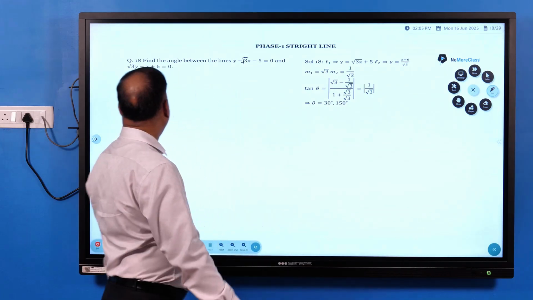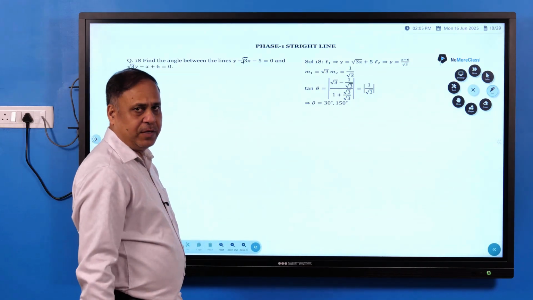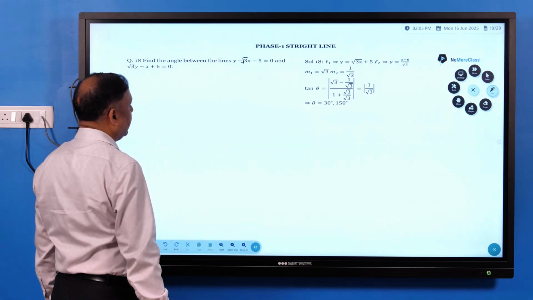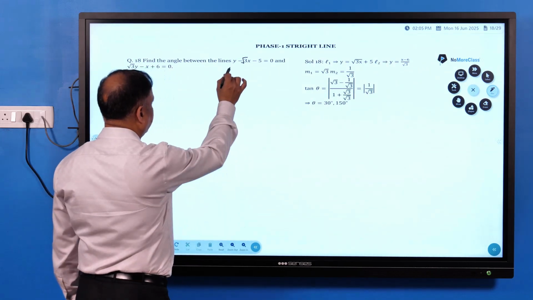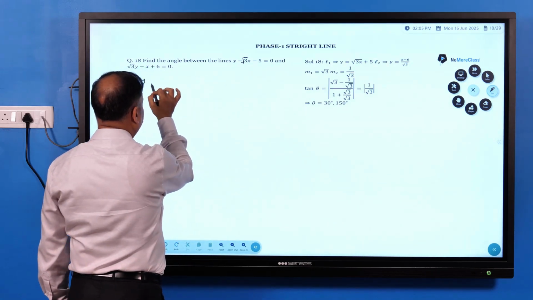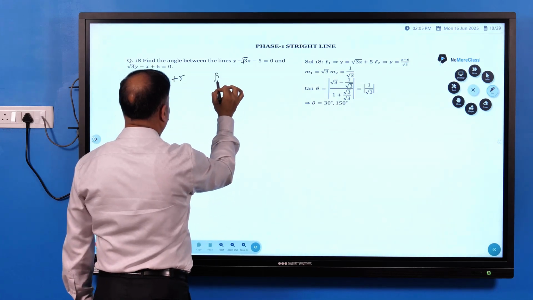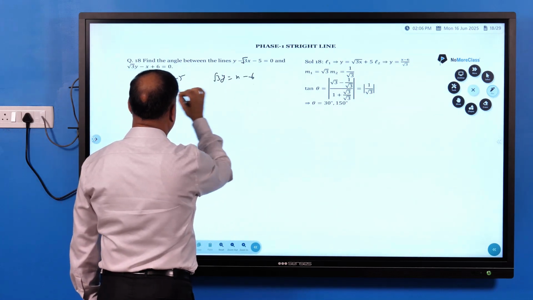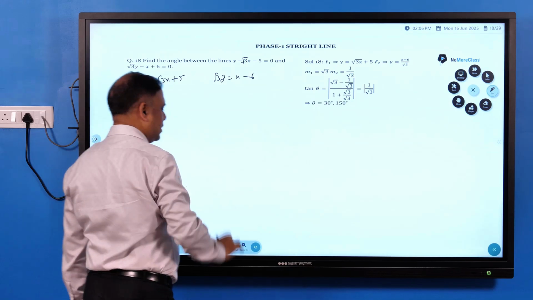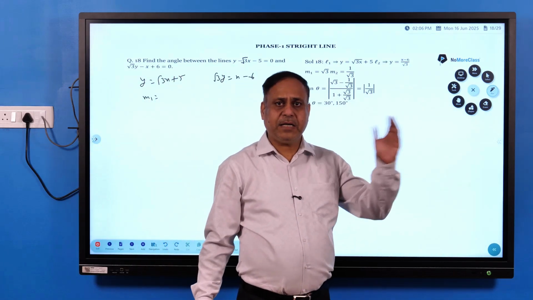So now come to question number 18, exercise 1, page 1, straight lines. Find the angle between the lines represented by y. So the first line is y is equal to √3 x plus 5. The second line is √3 y is equal to x minus 6. So the slope of this line, this is in the form of y is equal to mx plus c.